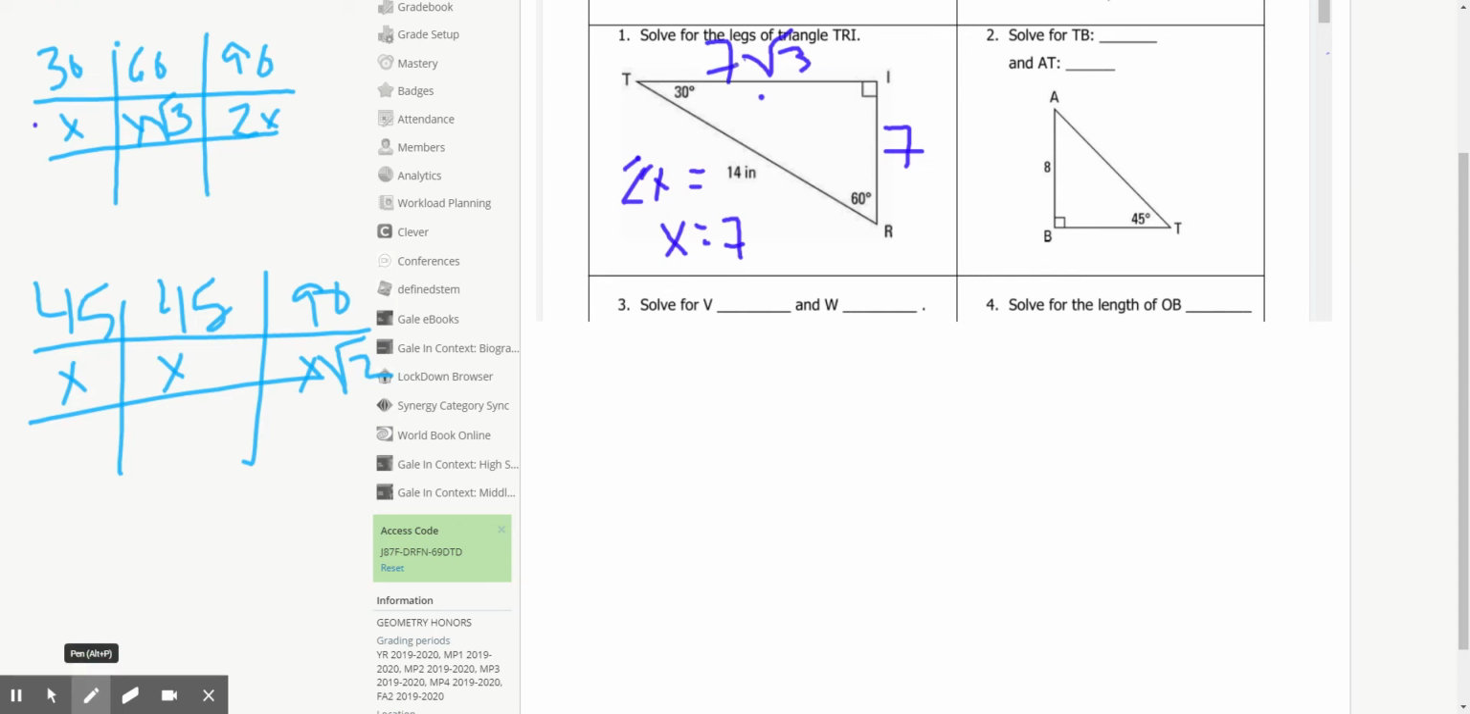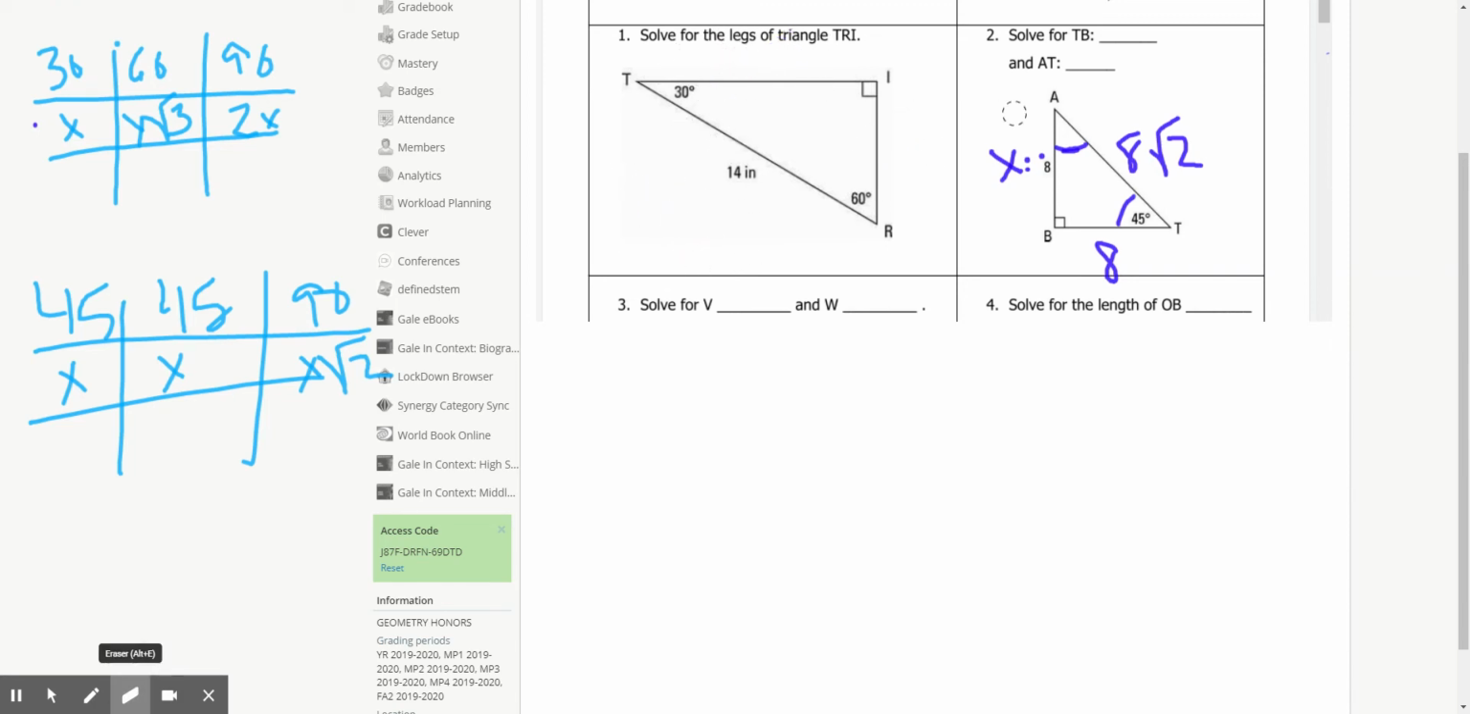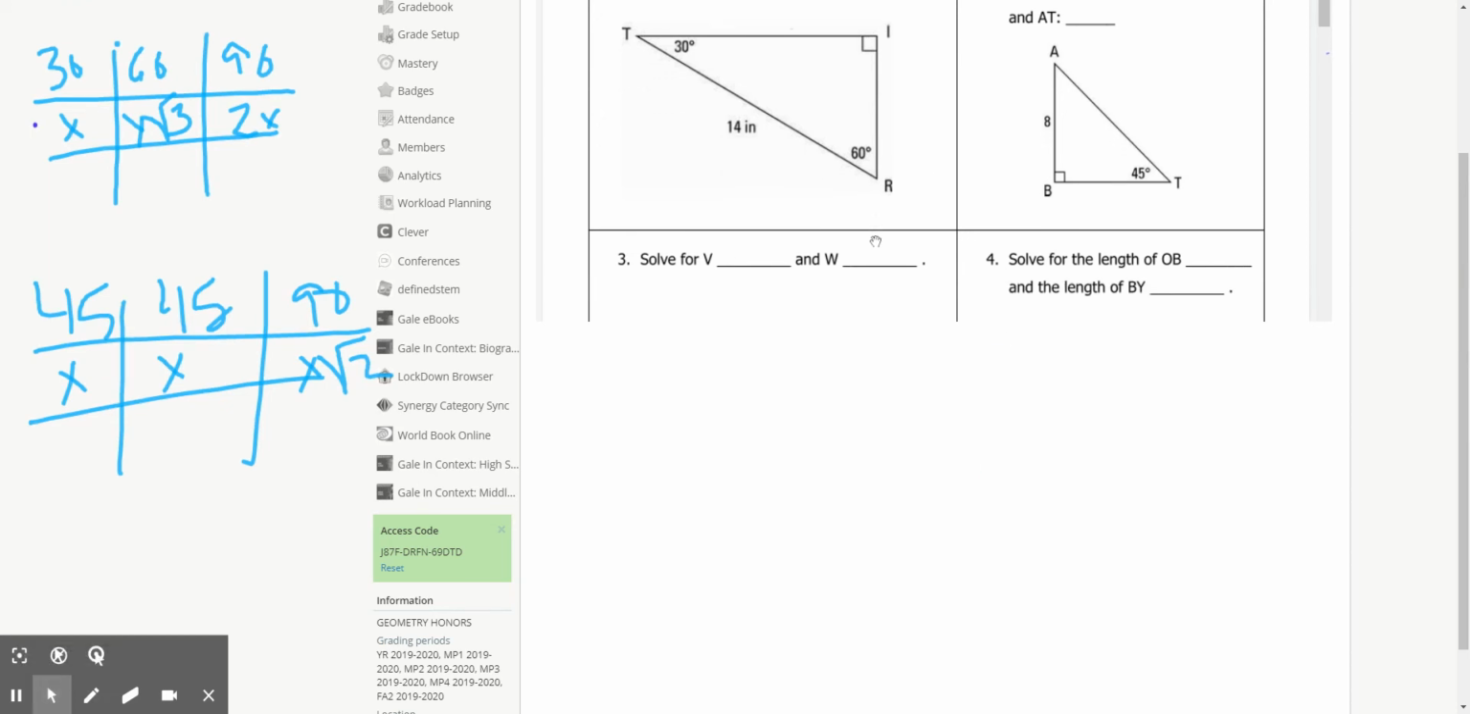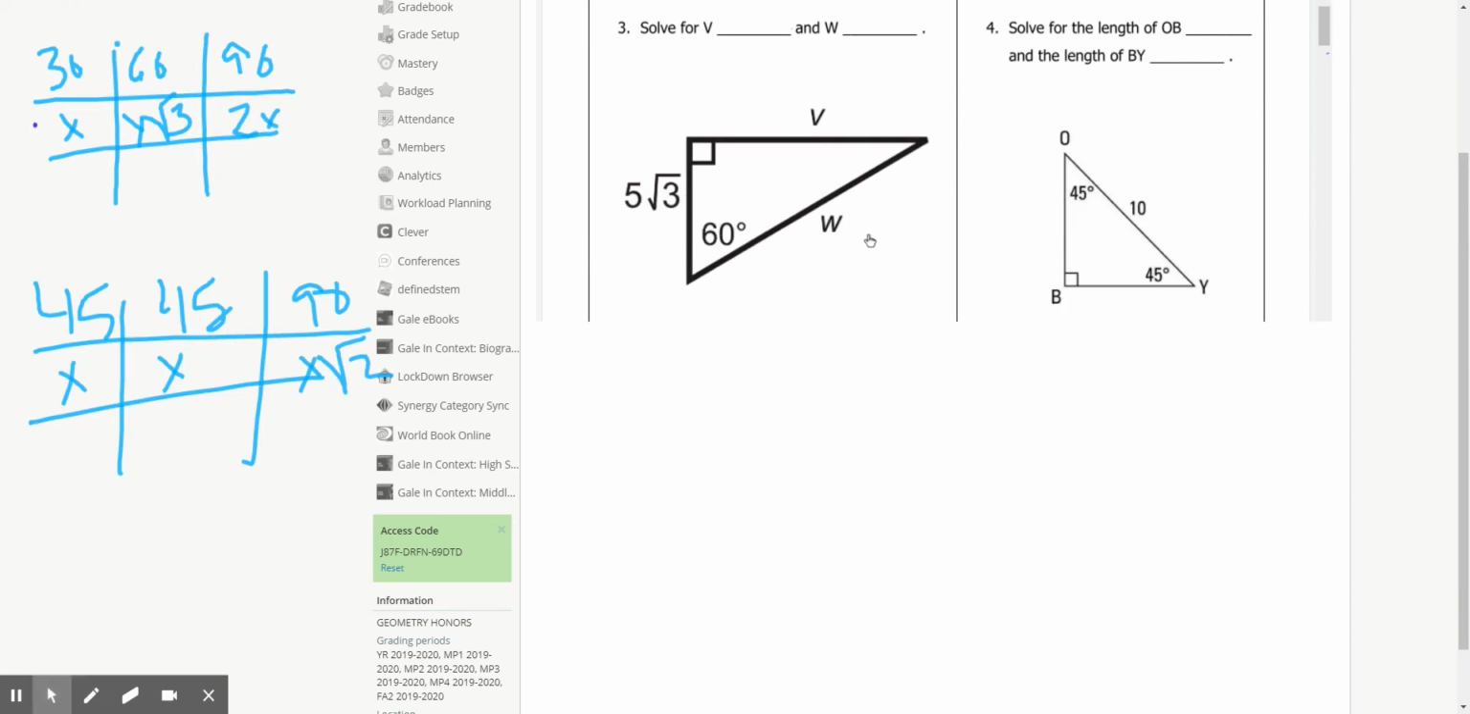Same thing over here, across from the 45 is x, so 8 equals x. So the other side, because it's isosceles, is going to be 8, which means this is going to be 8 on the square root of 2. If you can memorize this pattern and get good at using it, you will save yourself so much time on the SAT. Remember, the SAT is timed. Our SOLs are not. That's one of the reasons that it is such a frustrating test, because we're just not used to doing timed things.